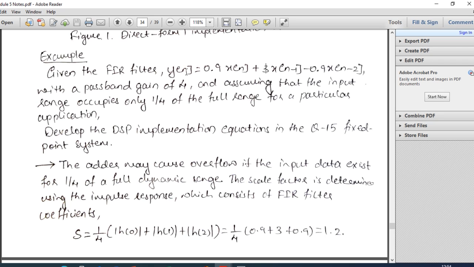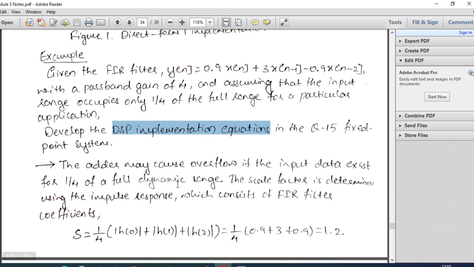First, they have given the output response in terms of x of n and its coefficients. They have given the passband gain as 4 here. Assuming that the input range occupies only 1/4 of the full range, the maximum magnitude of the given input signal is 1 by 4. Now we have to develop the DSP implementation equation in a Q15 fixed point system, meaning the equation should be within the range of the Q15 fixed point system. So how to solve this one?